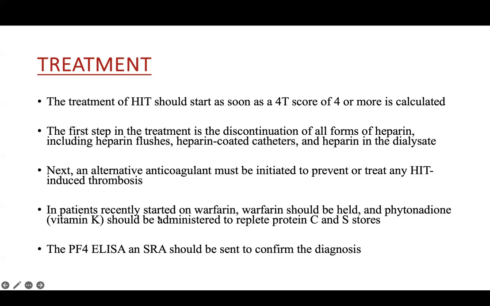A patient who has recently started on warfarin should have it withheld and vitamin K should be administered to replete the protein C and protein S stores. So if a patient is on warfarin for some indication, warfarin should only be started once the platelet count has normalized.